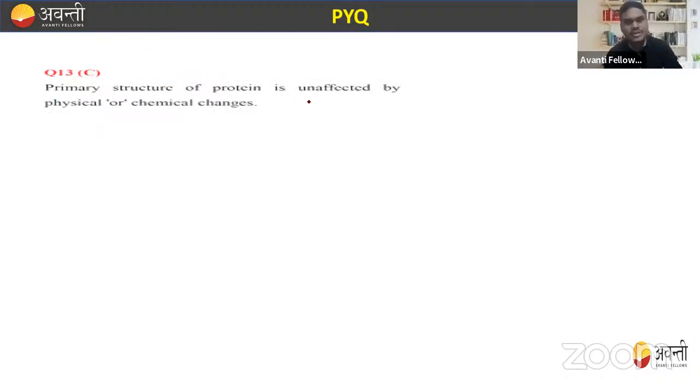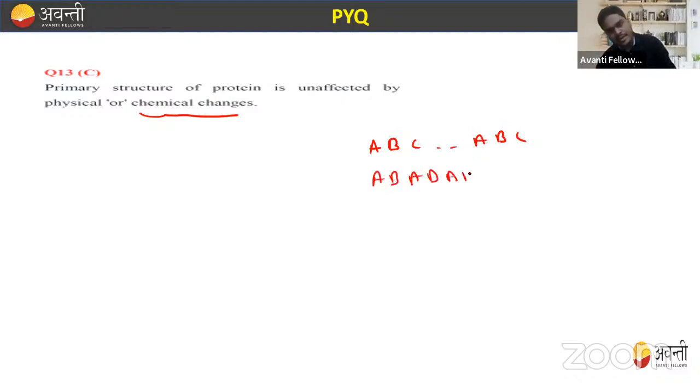The primary structure of protein is unaffected by a physical or chemical change because it represents the sequence. If the sequence is like A, B, C, again A, B, C, and this sequence is destroyed, if it becomes A, B, A, B, A, B, then this is known as another protein, right? So this is not the same protein as ABC. So if the sequence of the amino acids gets disturbed, then it is converted into another protein, and it loses its native protein structure, right?